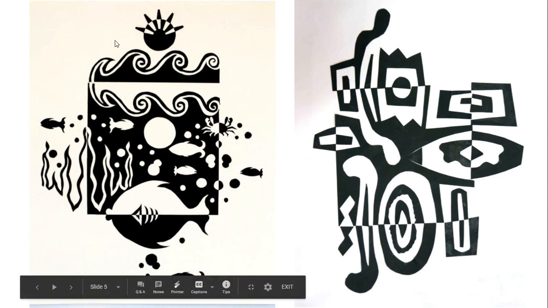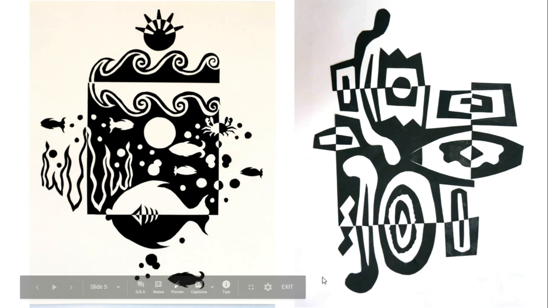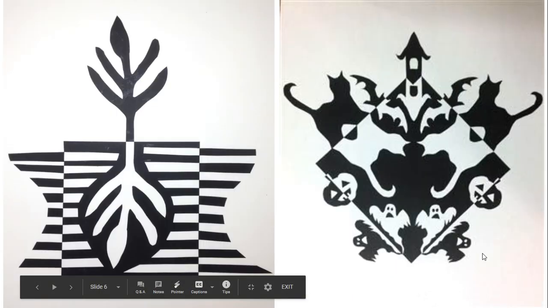This is an example of a Noa tan collage that is representational, which means you can see, although differently stylized, images of fish, underwater, waves, and the sun. This is also an example of an asymmetrical composition, meaning this is not the same as this. The left is not the same as the right here. This is an example of geometric or organic shapes.